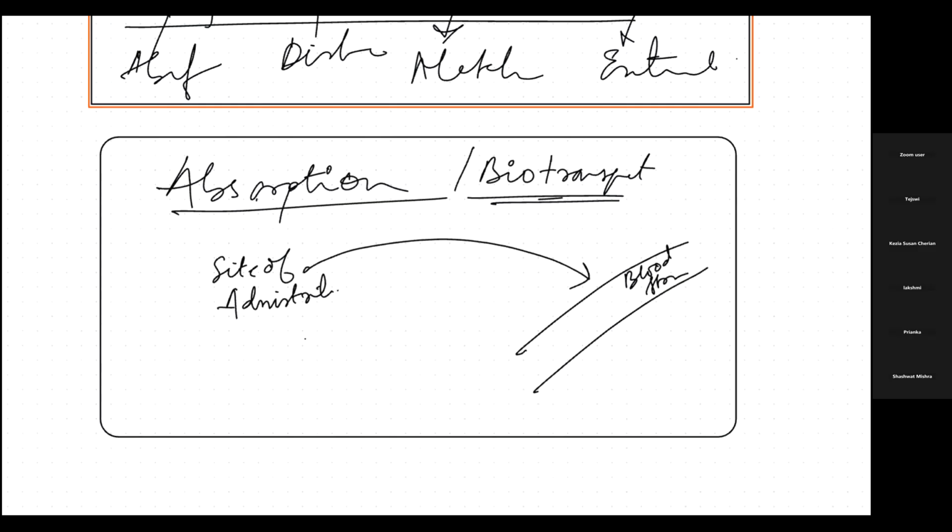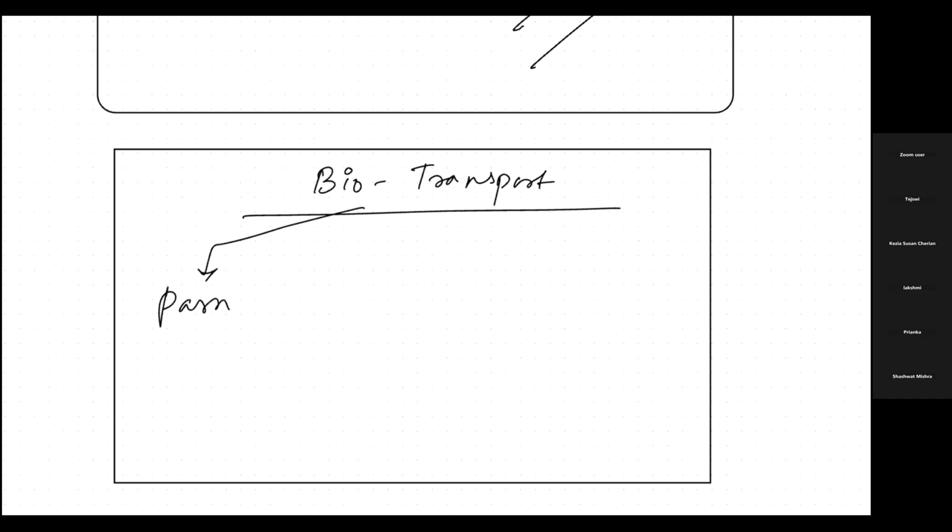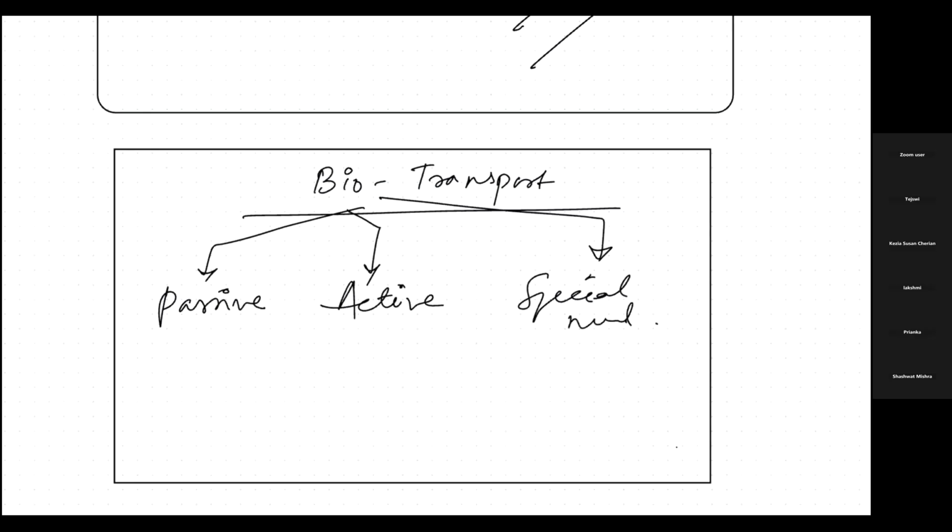Now, how does this transport happen in the body? First, we will be seeing that. So that biotransport, how the body is going to take the drug into the blood, we will be seeing that. Biotransport is either passive or it can be active or there can be special movements. So either it is passive, active, or special movements.